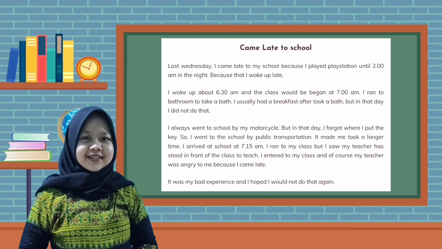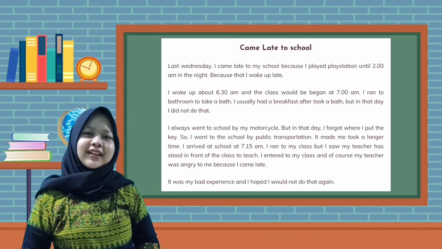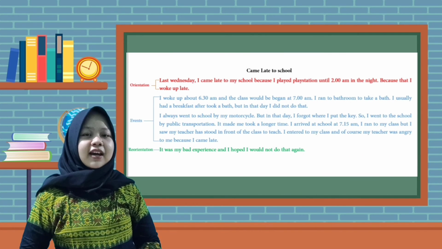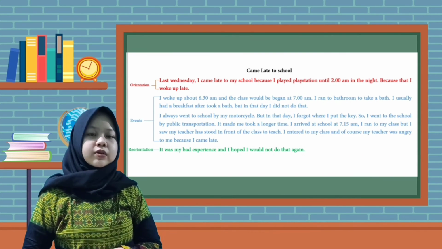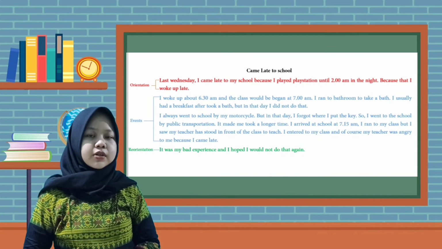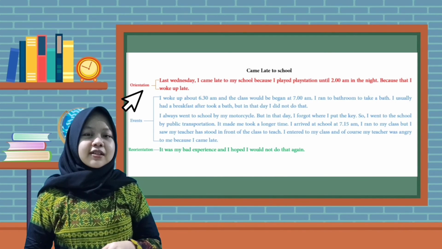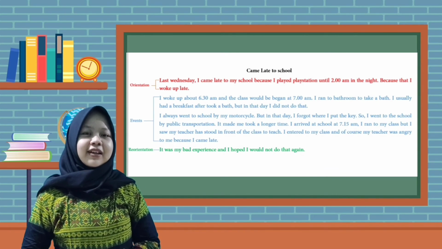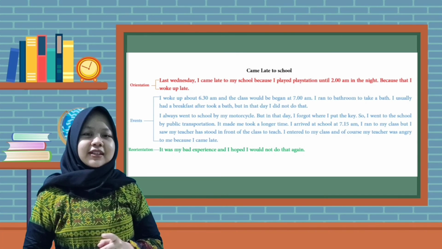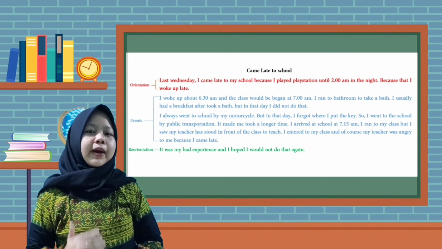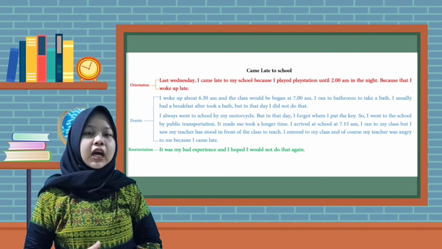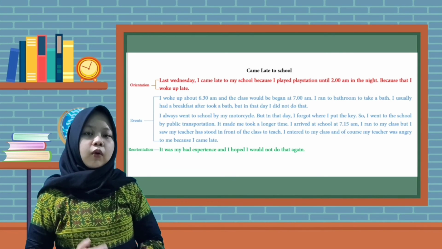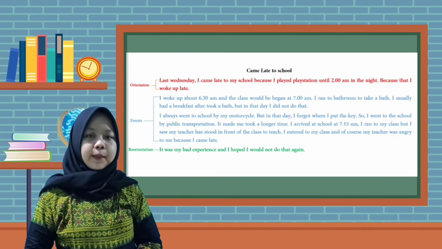Have you done with this text? Well now, come on, let's analyze it together. As you can see here, this text is marked with 3 general structures that we have learned earlier. Why is this part called orientation? Do you still remember? Yeah, as you know, this part gives the reader the background information. This paragraph tells what happened, who was involved in the event, and when it happened.